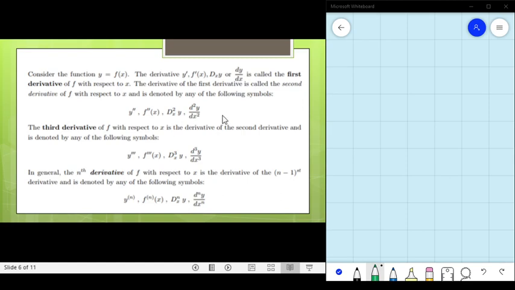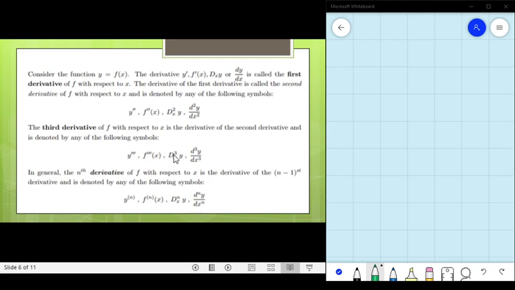The derivative of the first derivative is called the second derivative of f with respect to x and is denoted by this one: y double prime, f double prime of x, the second derivative of y with respect to x.